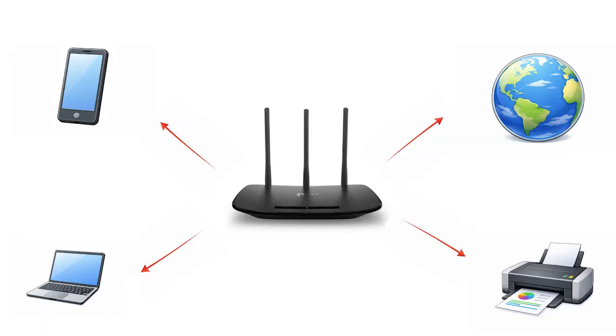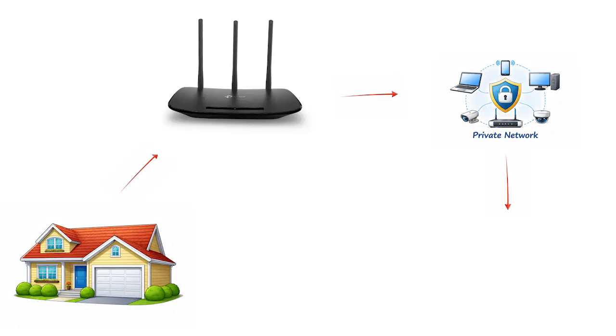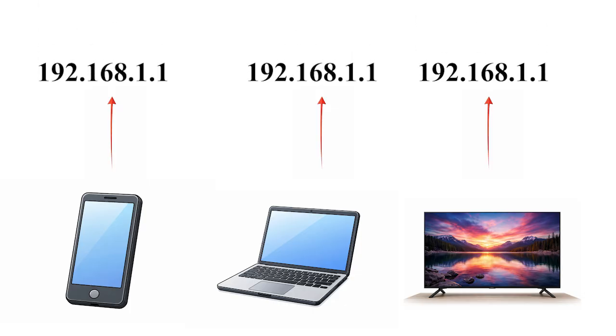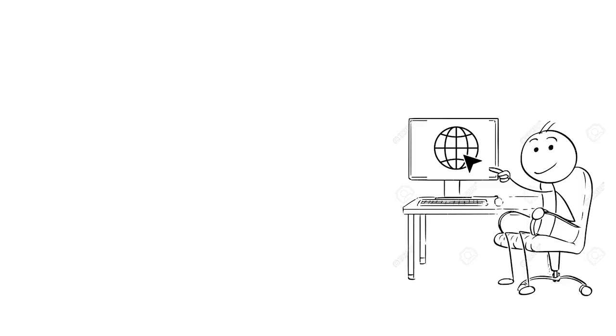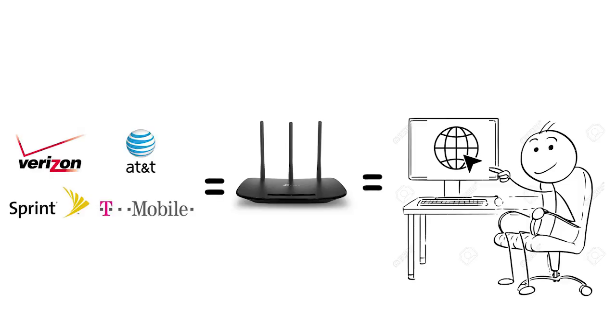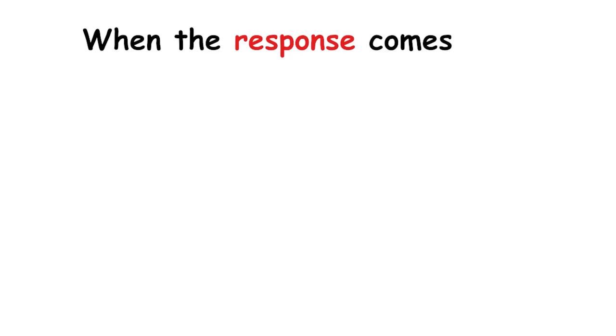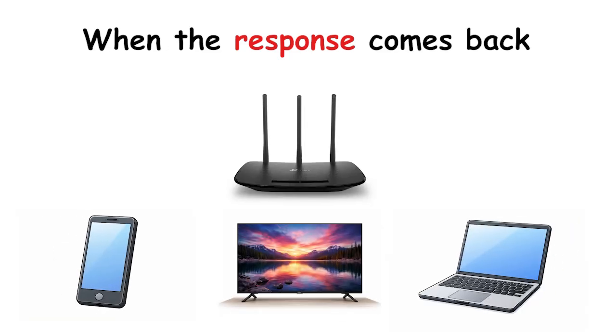Router. A router connects different networks together and decides where data should go. In a typical home, it connects your private network to the internet. Every device in your house has a local IP address, and the router keeps track of them. When you open a website, your router receives that request and forwards it to your internet provider. When the response comes back, the router makes sure it reaches the exact device that asked for it.